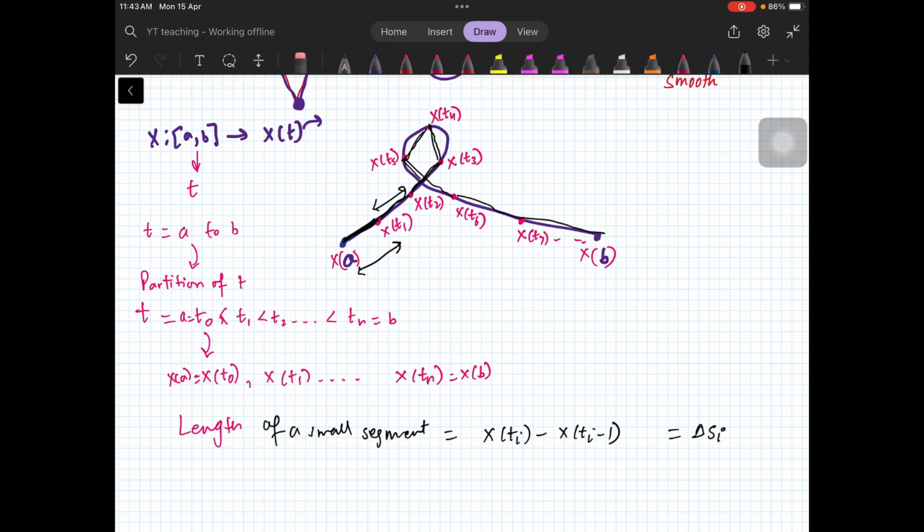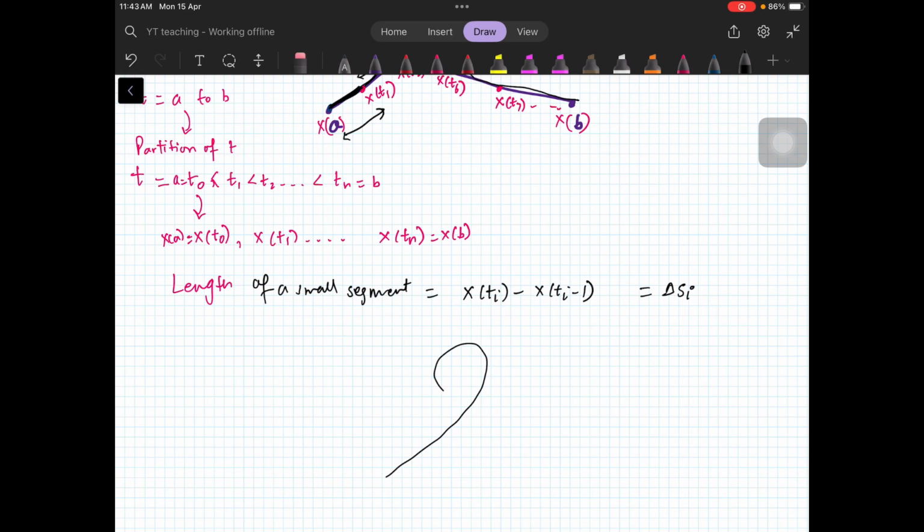So basically what I'm saying here is, let me explain again. You start from x of t0 and then you go to x of t1, right? This length is your delta s0. Then further you have a length which is delta s1. Then further delta s2, then delta s3, then delta s4, then delta s5, and then further delta s6, and so on, right?